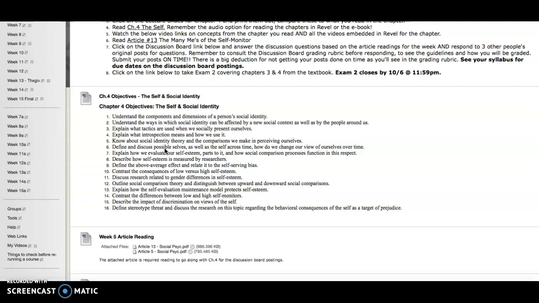So, for example, we have different parts of ourselves that get activated or come alive depending upon the environment that we're in or who we're around at the time. We'll look at some different tactics that we use when we socially present ourselves. When we are within a group of people, we might want to present ourselves a certain way. Take, for instance, people we work with versus people who are our best friends versus people who are just our classmates. These are all different settings, and we're going to present in various ways depending upon that setting.